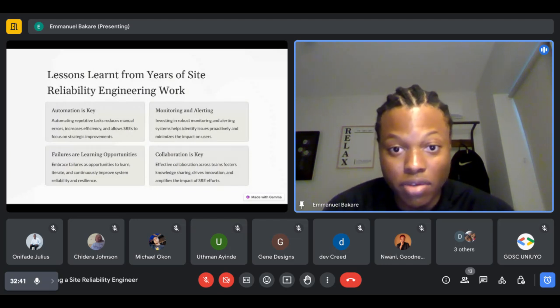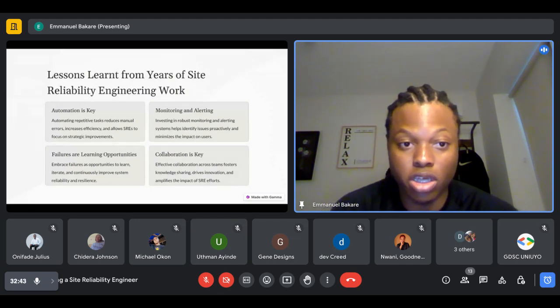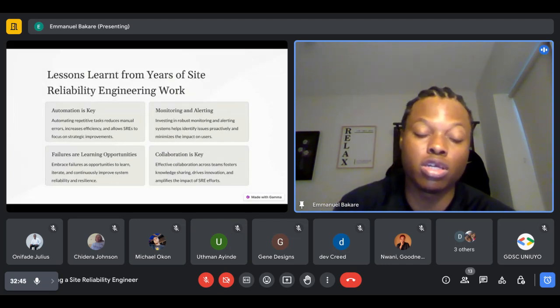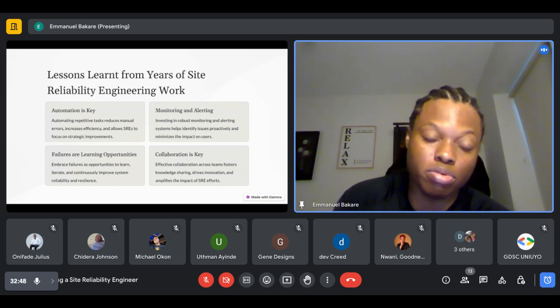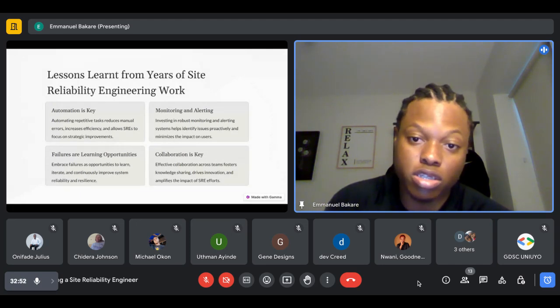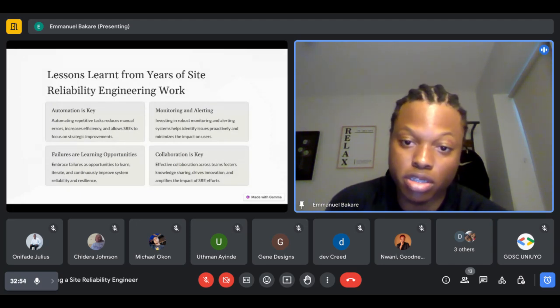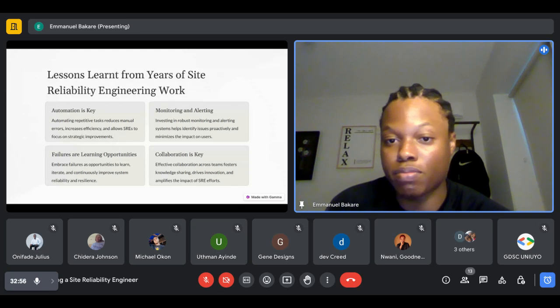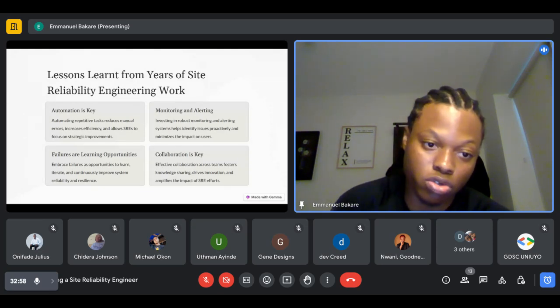Some of the lessons I've learned: automation is key, right? As an SRE, learning how to speed things up puts you at the front of your game. Monitoring and alerting, too many things, distributed systems everywhere. You can't manually log into a server. It's just not going to work.